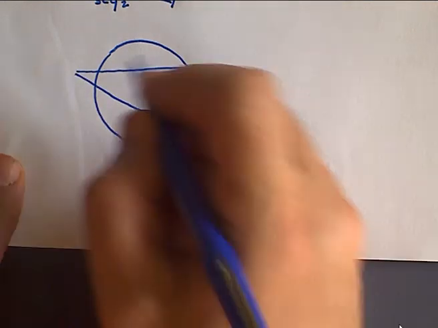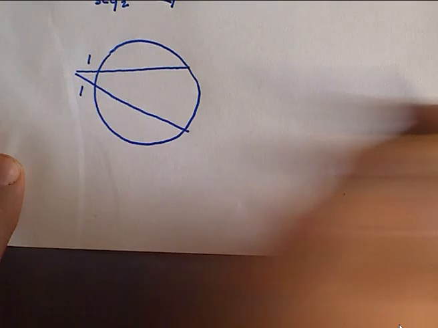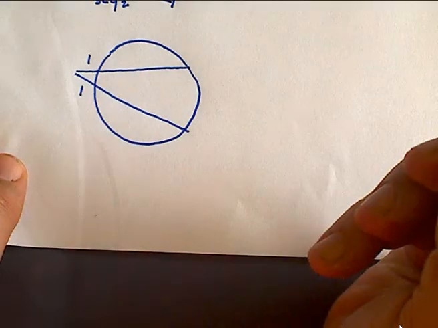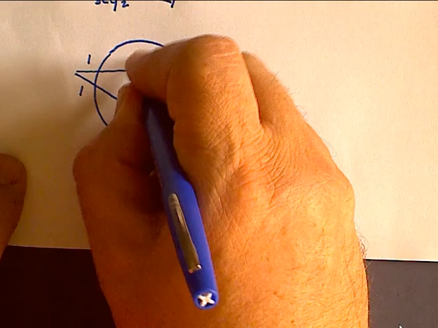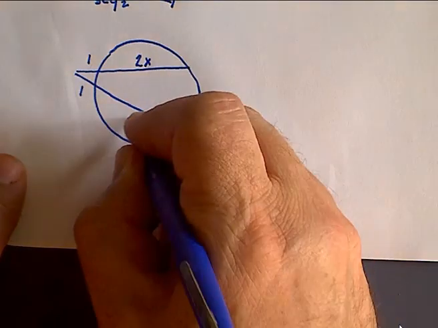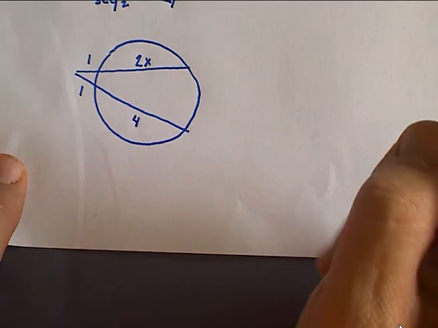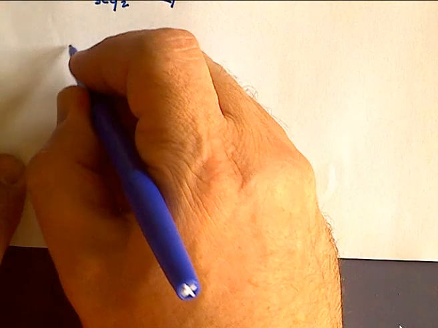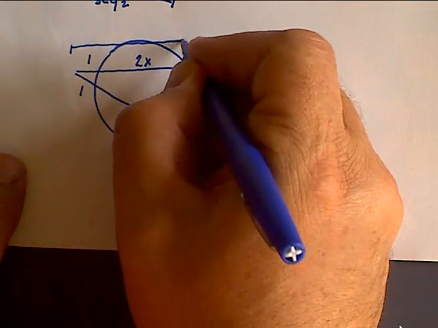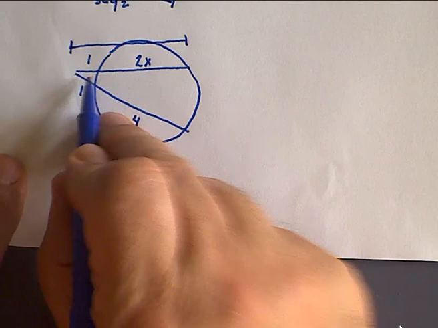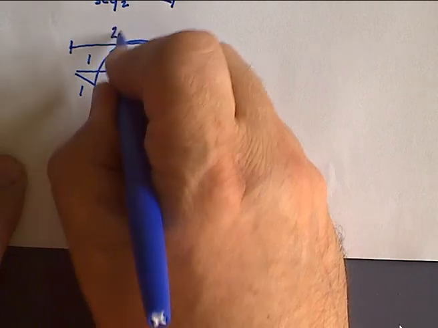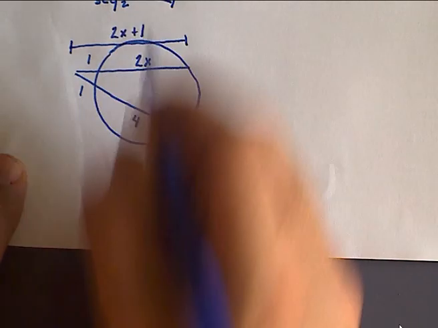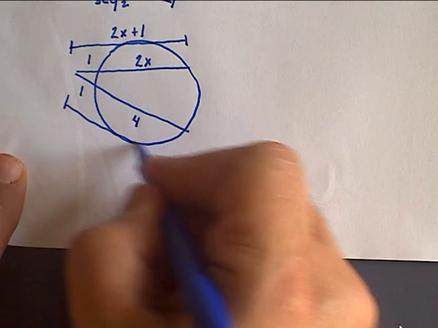But this is 1, and so is this. Those are the external segments. This is 2x. This is 4. Those are the internal segments. So I need the secant segments. So you take the two pieces, add them together. 2x plus 1. Take the two pieces here, add them together. You get 5.